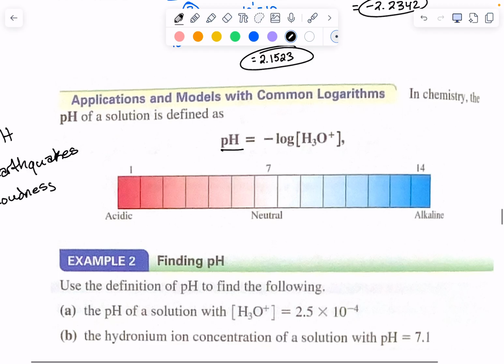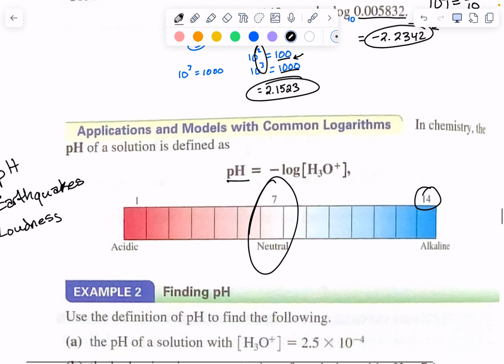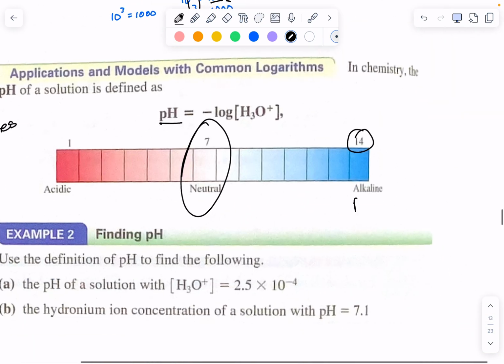Do we know pH goes from 1 to 14? 7 is a neutral pH, right? If it's closer to 14, it starts to be the bases. It's a base, whatever. If it's closer to 1, it's acidic, okay? So that's how that works.